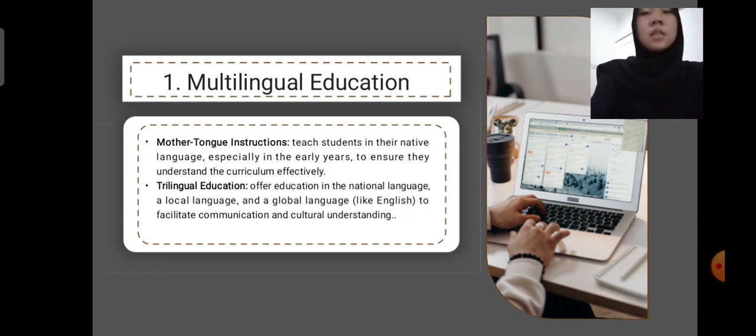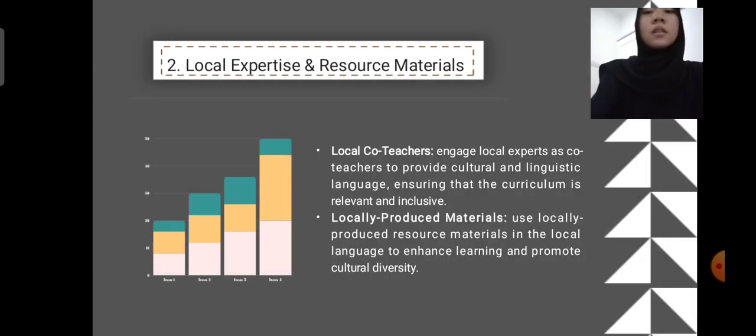The second strategy is about local expertise and research materials. The first is local co-teachers. Engage local experts as co-teachers to provide cultural and linguistic knowledge, ensuring that the curriculum is relevant and inclusive. The second is locally produced materials. Use locally produced research materials in a local language to enhance learning and promote cultural diversity.